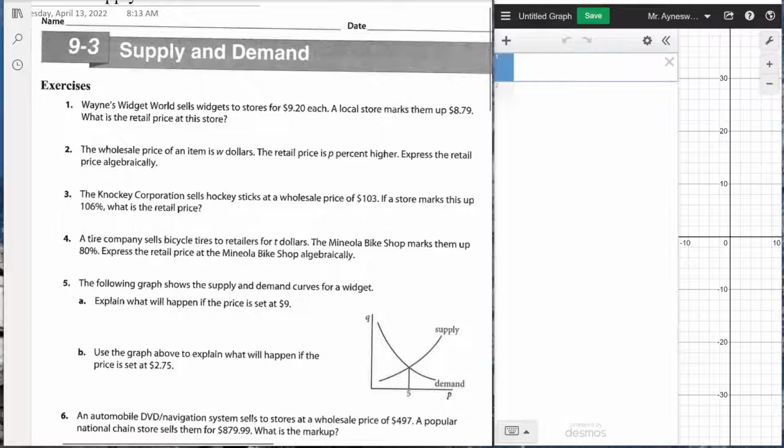Okay, so here we go. We're in section 9.3 here in financial algebra at Great Oak High School, just in case you're watching this from somewhere else. That's possible because these videos go everywhere on the internet. We're going to be talking about supply and demand and a few other concepts too, about how things are affected, how things are priced, and how things are marked up and down according to different situations.